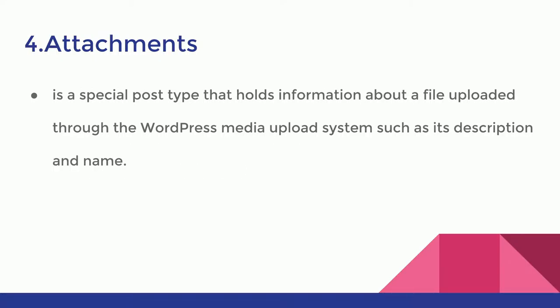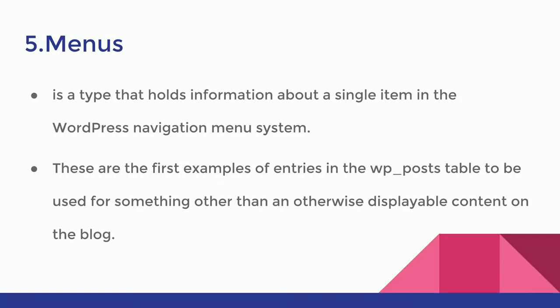Then the fourth one is attachment. If you upload a file via the WordPress media uploader, it will create a post called attachment. It keeps the data of your images, sizes, and those stuffs. And the final one is menus. It is a type that holds information about navigation items. It is the only type, except the blog post, that we are storing in WP posts to navigate throughout the WordPress system.